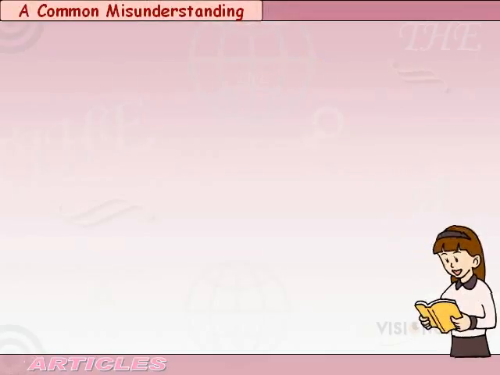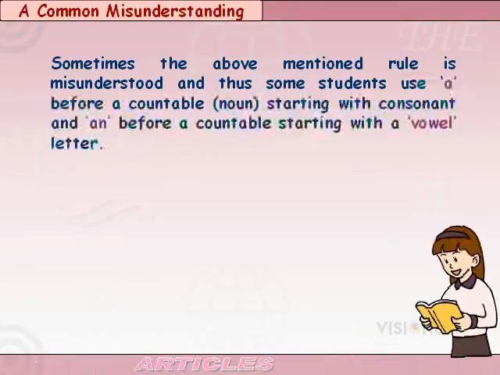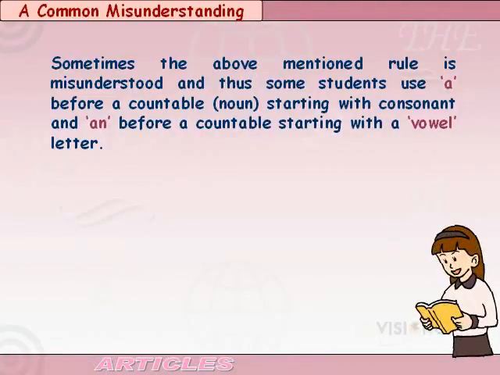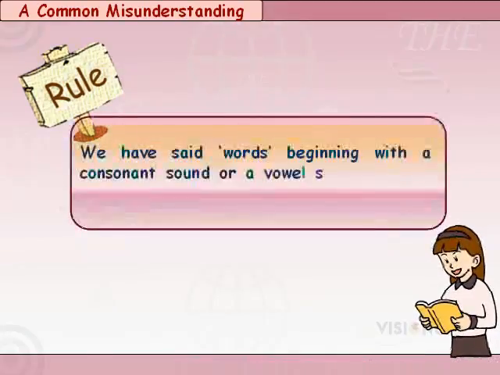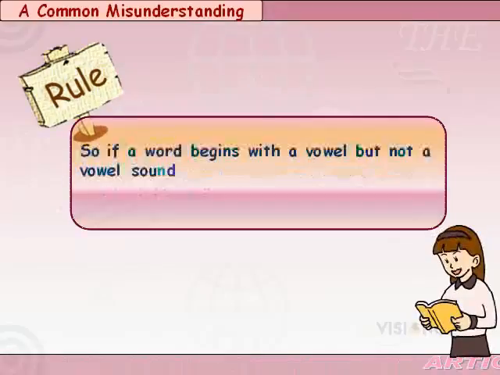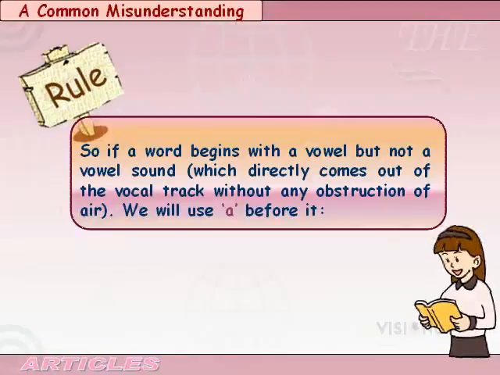There's a common misunderstanding. Sometimes the above mentioned rule is misunderstood, and thus some students use a before a countable noun starting with consonant and an before a countable starting with a vowel letter. Please note the rule carefully. We have said words beginning with consonant sounds or a vowel sound and not with these letters. So, if a word begins with a vowel but not a vowel sound, which directly comes out of the vocal tract without any obstruction of the air, we will use a before it. Look at a few examples.